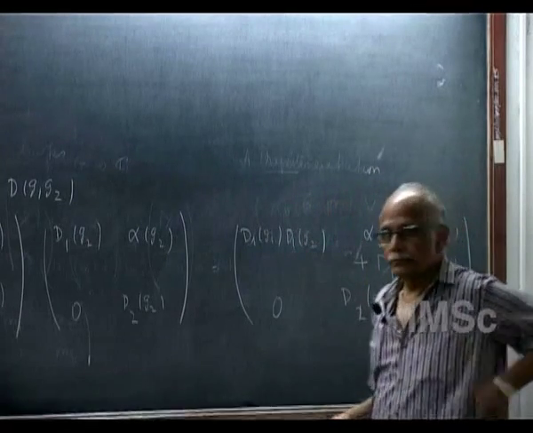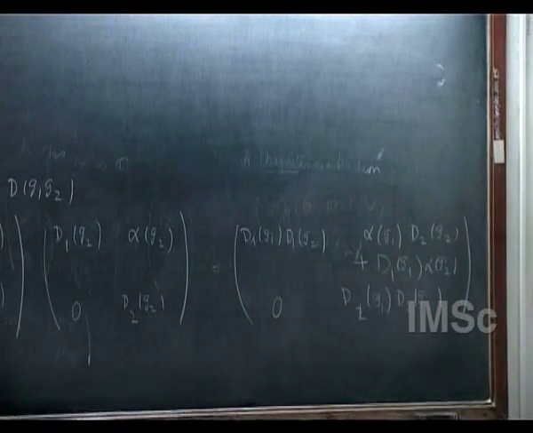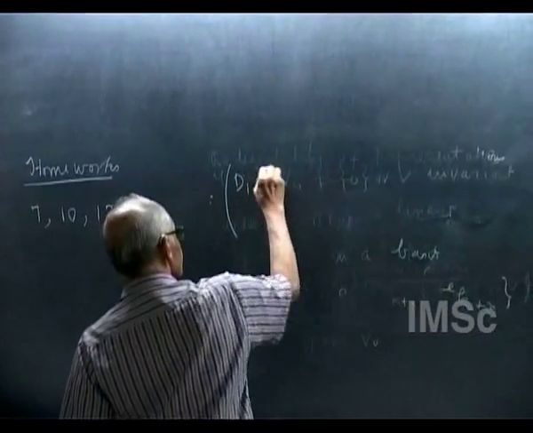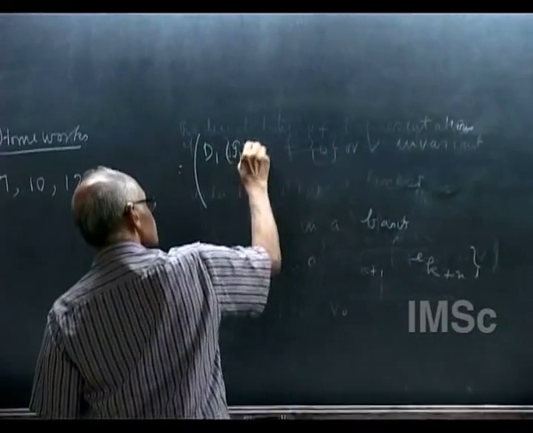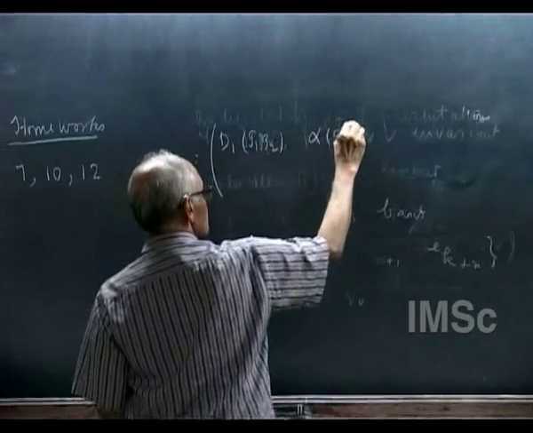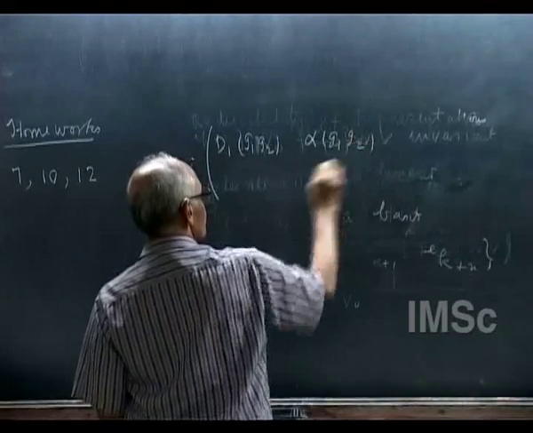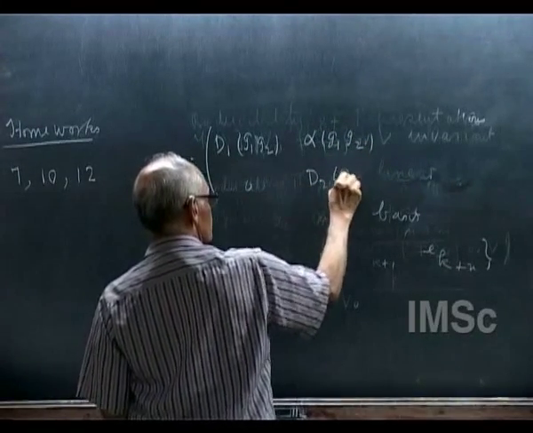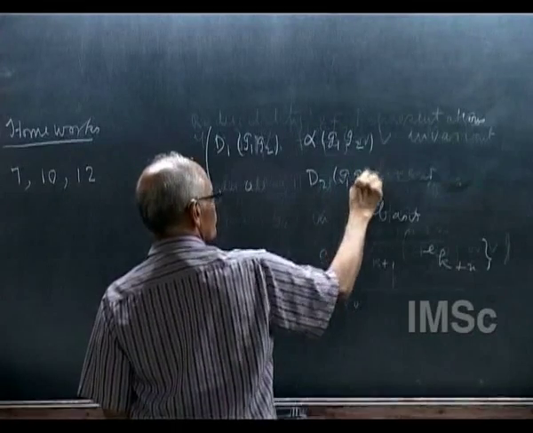Now, this means immediately this is equal to D of g1 g2. So, it is D of g1 g2: d1 of g1 g2, alpha of g1 g2, 0, d2 of g1 g2.